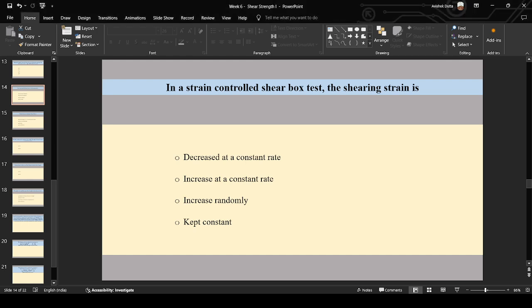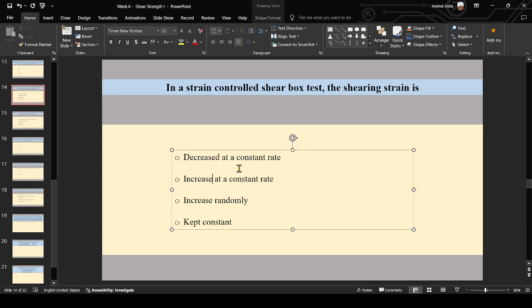The options are decrease at a constant rate, increase at a constant rate, increase randomly, or kept constant.